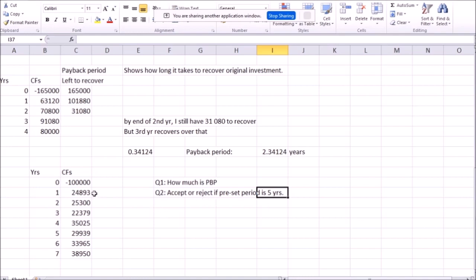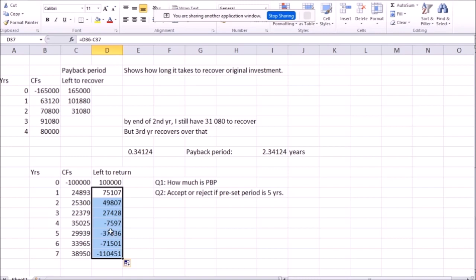Okay, so let's calculate the actual payback period and see if we can return the money in 5 years. So left to return. So here we have full 100,000. Then we subtract the cash flows of the subsequent years. Copy, delete all the negative numbers. Point here. So it takes 3 years and something.